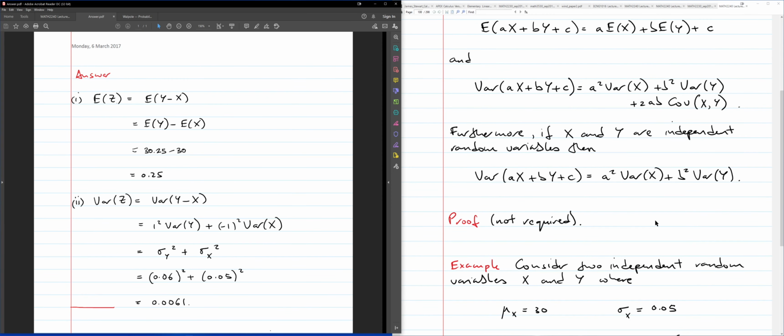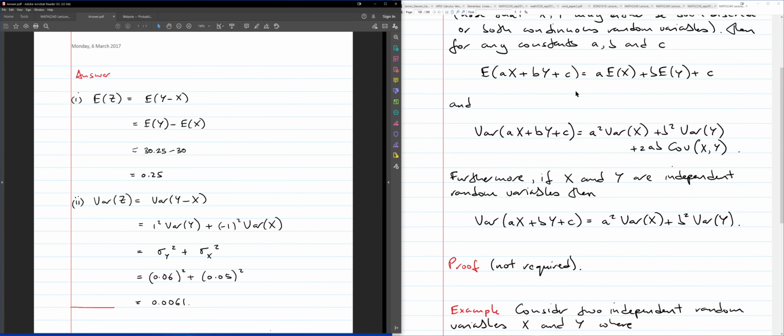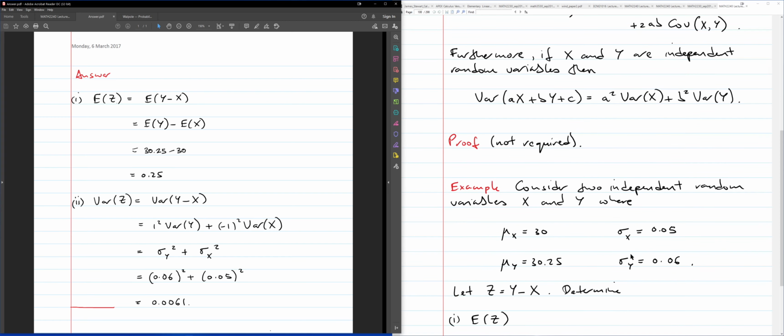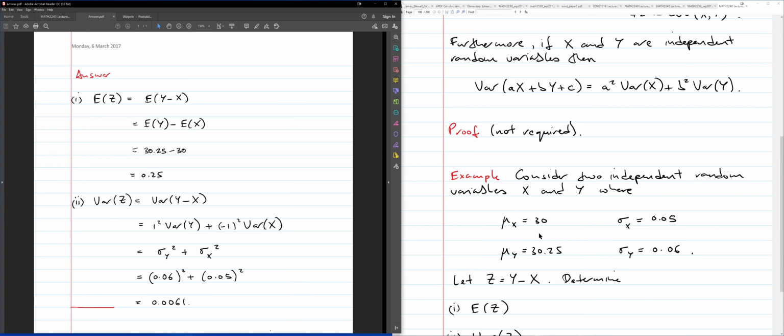So let's see an example of using these results here. I have two independent random variables x and y. I'm given that the mean of x is 30 and the standard deviation is 0.05. In other words, the variance would be the square of this, which would be 0.05 squared. Similarly, I have the mean of y, and then the standard deviation of y.